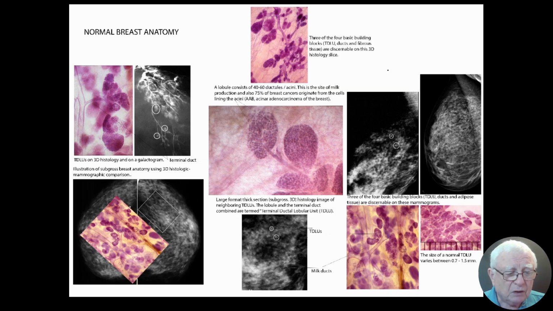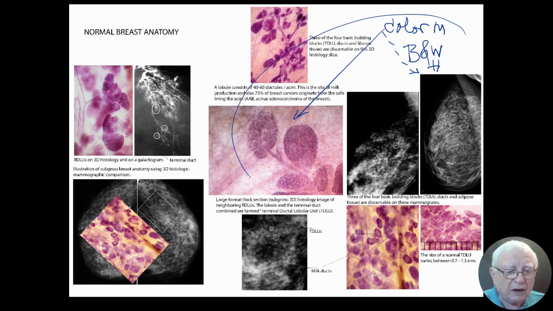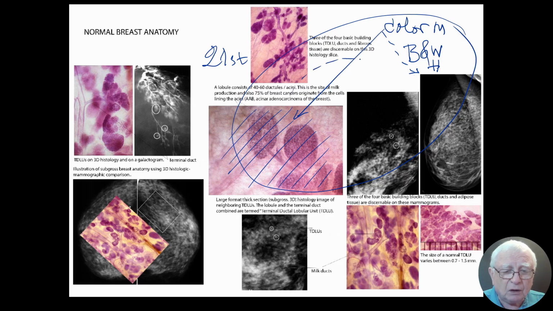Let's talk about the 4 basic building blocks. Histology is nothing else but the color mammogram, and the mammogram is nothing else but a black and white histology. Please get acquainted with this basic principle. A modern 21st century pathologist never signs out a histology report without looking at a mammogram or talking with a well-trained radiologist. And after that, they sign it out.